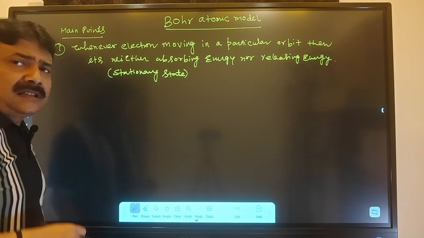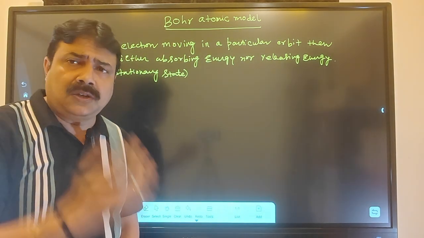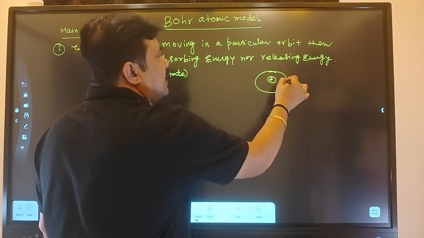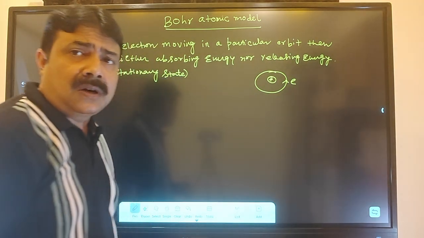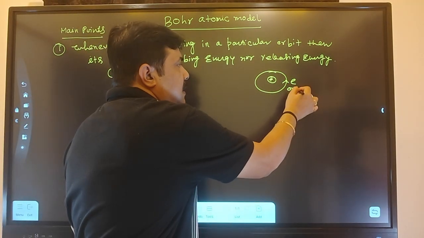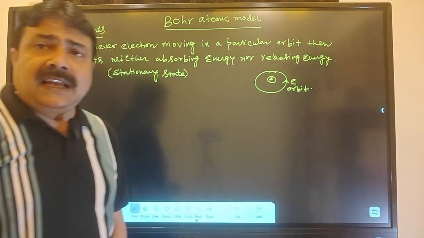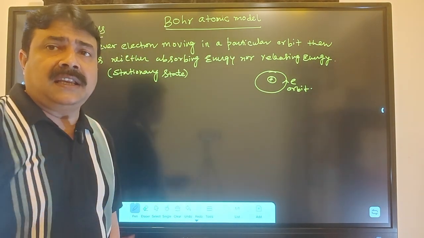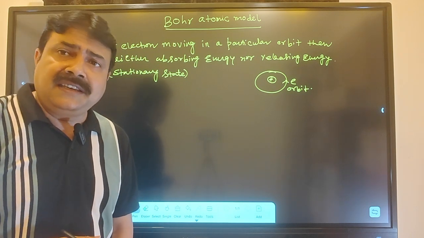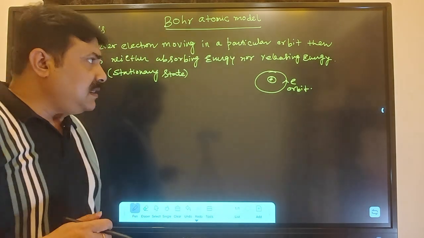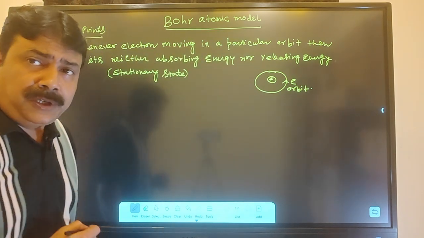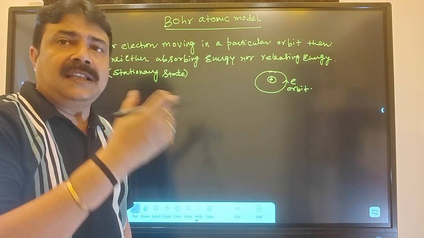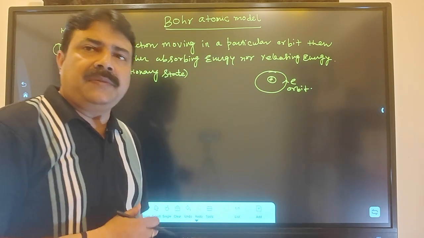The other part was the same. What did he say? That there is a nucleus in a small place of the atom. Around the nucleus, electrons move in a circular path which is called an orbit. All that was the same, but he proposed that when an electron is moving in a particular orbit, it is not absorbing energy and not releasing energy. Energetically it is in a stationary state. Only when the electron goes from one orbit to another does the question of exchange of energy, either absorption or release of energy, come into the picture.